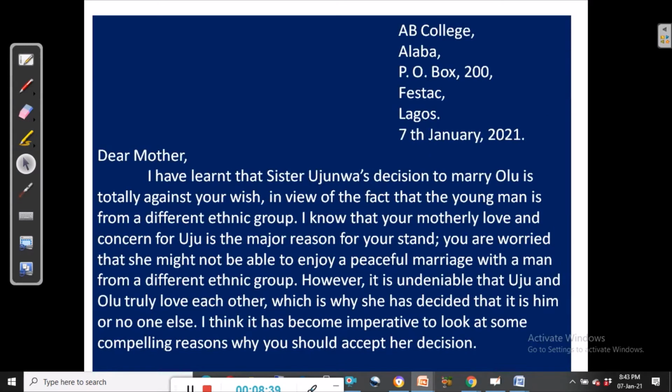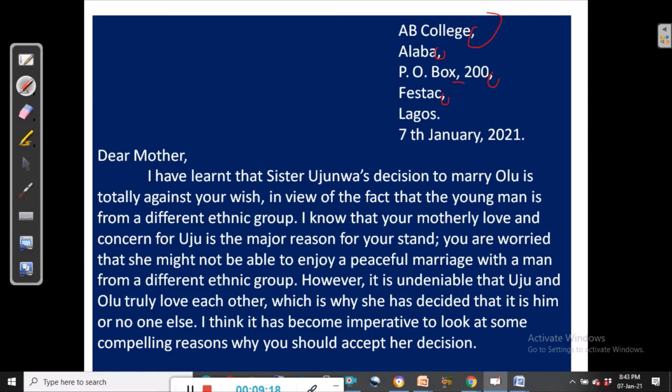Now let's look at the actual letter. You can see the address here. We begin with the address, and we have the option of using a block style or an indented style. Here we have chosen to use the block style, but you should pay attention to punctuation. AB College, you can find a comma here, Alaba, comma, PO Box 200, comma, Festac, comma.